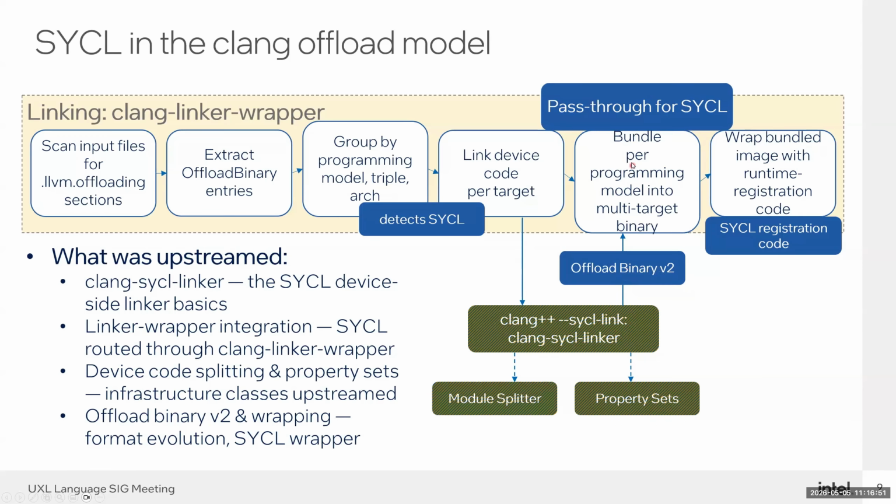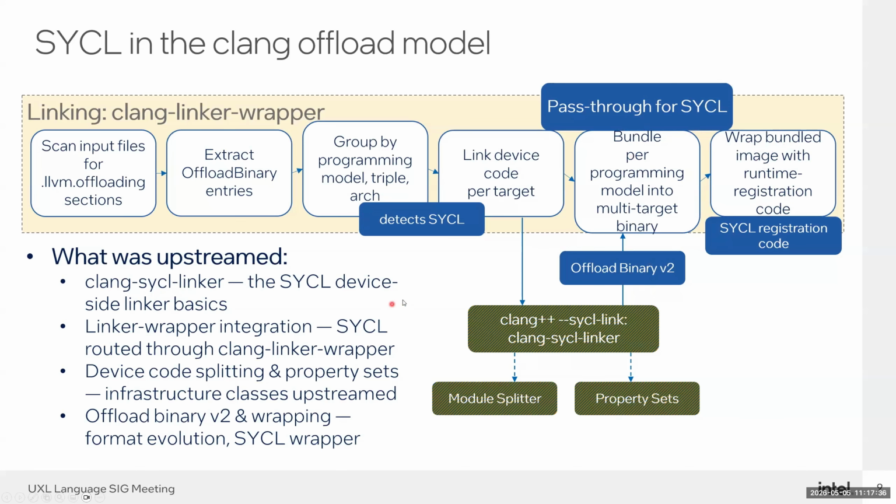And then bundling per programming model is passed through for SYCL, because Clang SYCL linker is already producing a single bundle inside the offload binary, whatever targets we have, everything is already bundled into a single offload binary. So Clang linker wrapper doesn't need to bundle anything for SYCL. And then the only additional step we do for an offload binary is we wrap this image with runtime registration code that the SYCL runtime can consume.